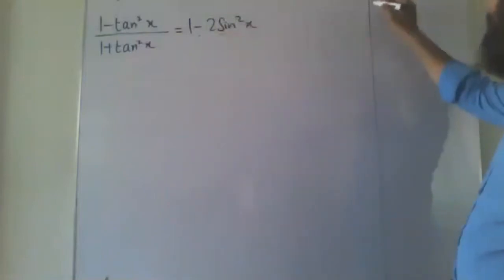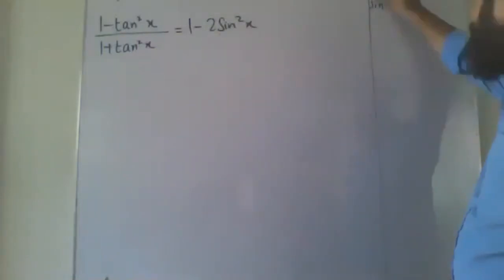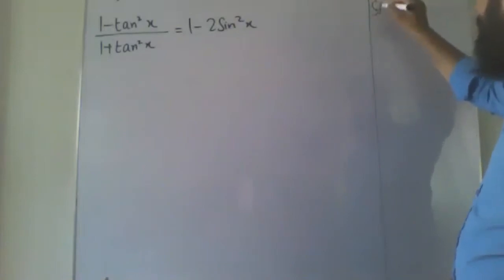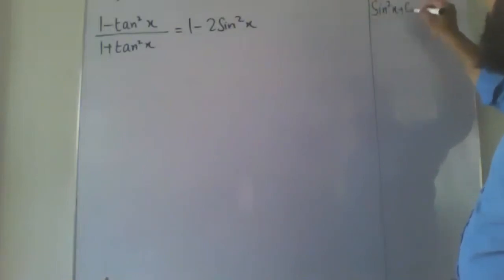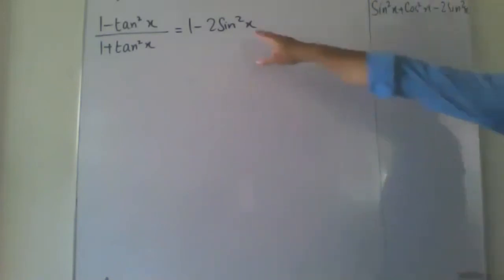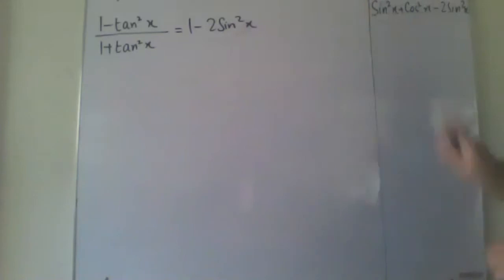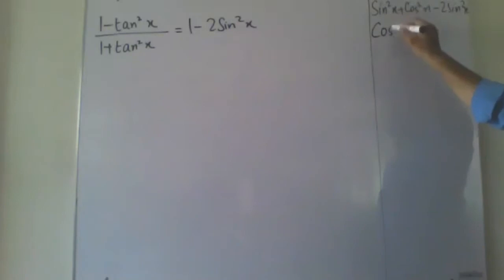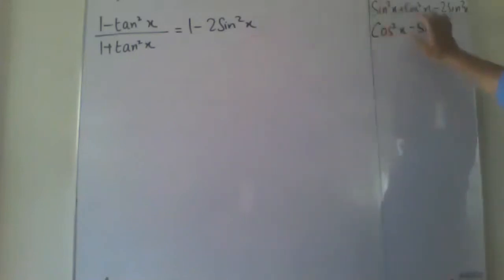So I'm solving it over here in a rough column. That 1 can be written as sine square x plus cos square x minus 2 sine square x. Okay, this is what I have got. If I solve this one separately, sine square x minus 2 sine square x will become cos square x minus sine square x. I have just simplified this up to this point, a little bit of simplification.